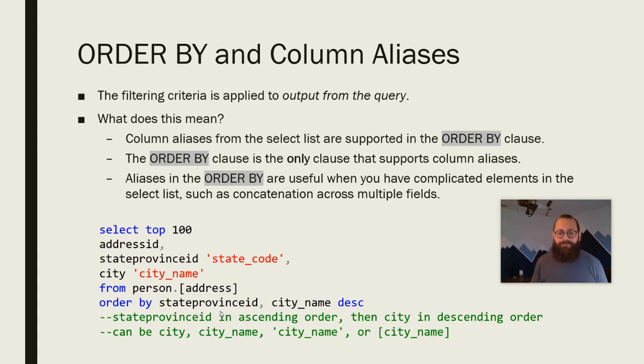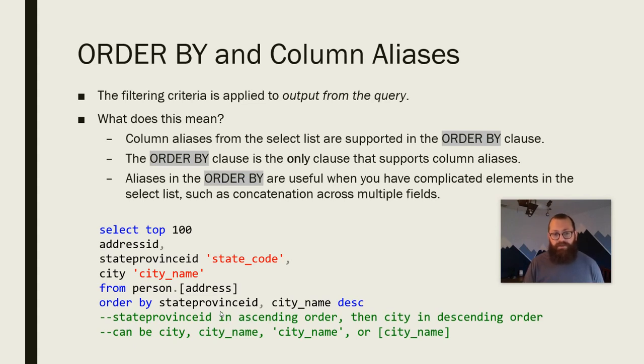Okay, so that would be ascending order for state province ID, and then within each one of those states, for unique values within state province ID, we're going to then sort by city. But we're going to sort in descending order. So for Ohio as a state, we would put Toledo before Cincinnati. So that's descending, Z to A. So that's the sort. That's what we're telling SQL to do through the clause.